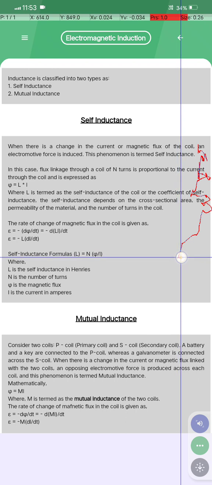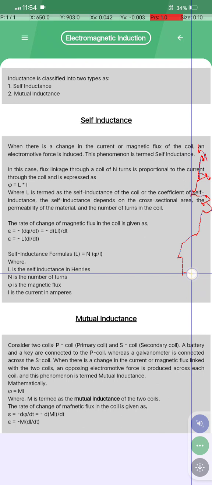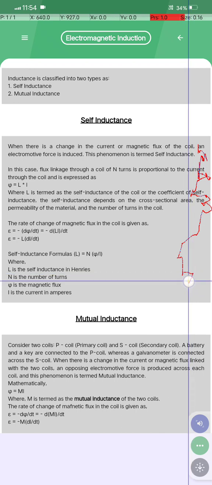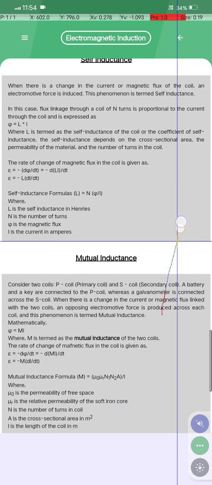Self inductance formula: L is equal to n psi by I, where L is the self inductance in henries, n is the number of turns, psi is the magnetic flux and I is the current in ampere. Okay, current in ampere.